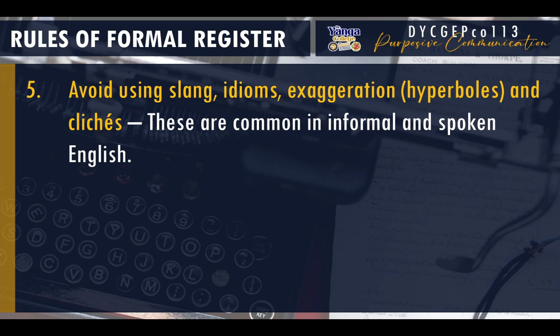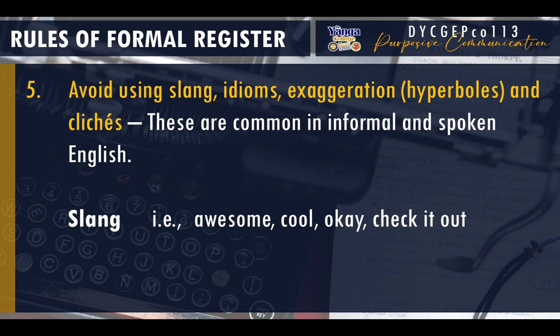Fifth rule, avoid using slangs, idioms, exaggerations or hyperboles, and cliches. These are common in formal and spoken English, but in formal register, we refrain from using these. So, a slang is, again, an informal word that we use in conversational English or conversational language, like awesome, cool, okay, check it out. So these are words that we use only in informal conversations. So you cannot use that in a formal register level.